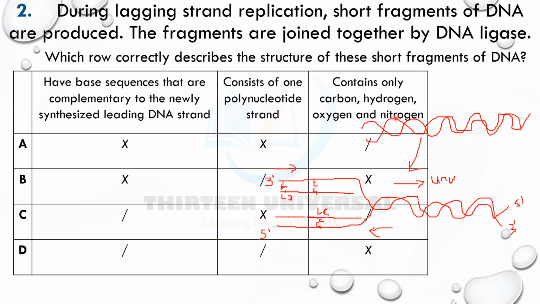Guys, don't forget that DNA generally, the elements that make up DNA, we call it CHONP. That's carbon, hydrogen, oxygen, nitrogen, but there's an important one there, which is phosphorus. So DNA or nucleic acids, they all have these elements: carbon, hydrogen, oxygen, nitrogen, phosphorus, but there's no phosphorus here, so this is wrong. So that's why D is the answer.